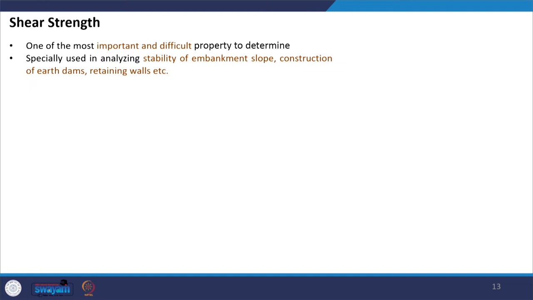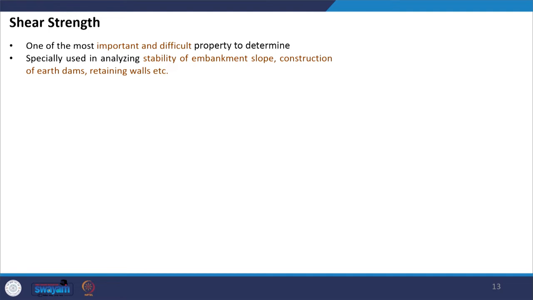For example, shear strength of soil should be known for analyzing the stability of embankments. We use it during the construction of earth dams. We use it to design retaining walls and various other structures that involve the use of soil.